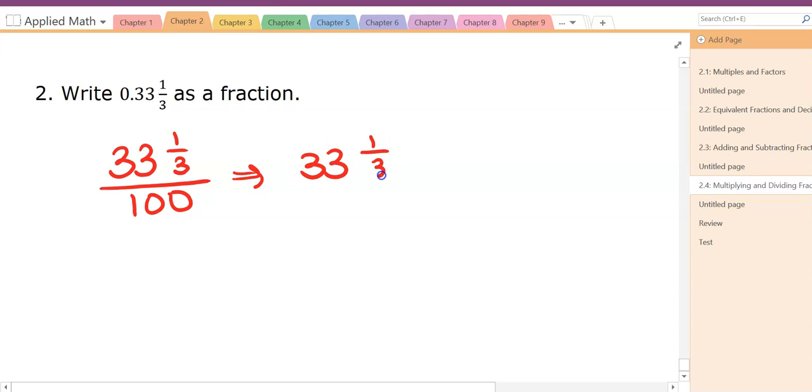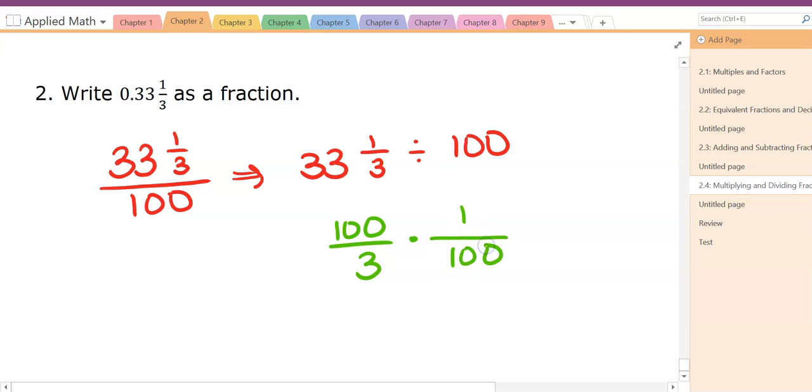So if you need to, write it out like this. What would be 33 and a third as an improper fraction? 100 over 3. And the reciprocal of 100 would be 1 over 100. That's going to cancel out here. And we're left with 1/3.